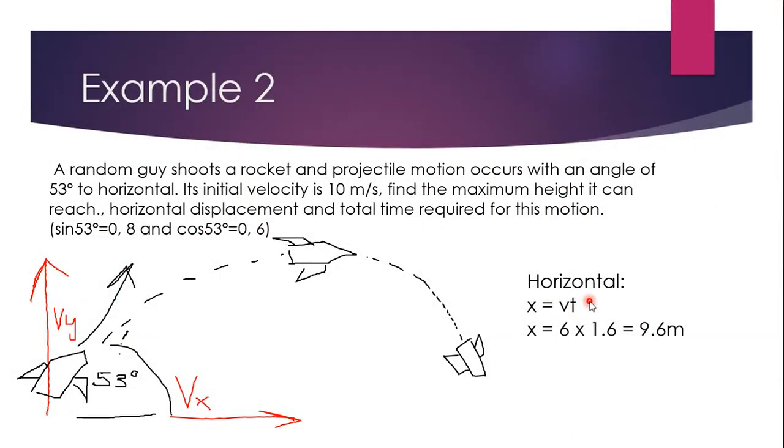Alright. So for the horizontal, x equals velocity times time. x equals 6 times 1.6 equals 9.6 meter, which is the distance which the rocket travels horizontally.